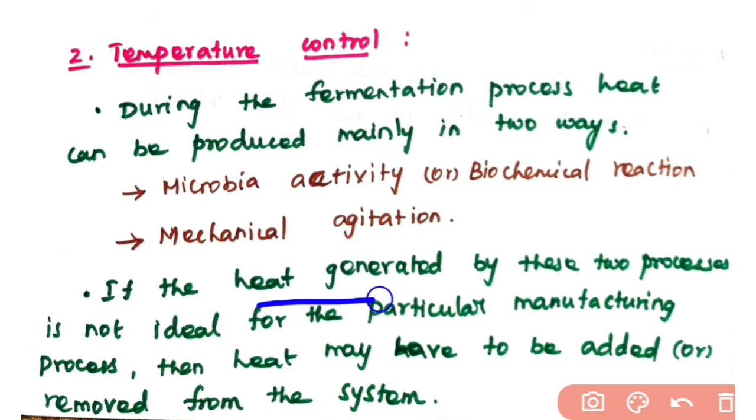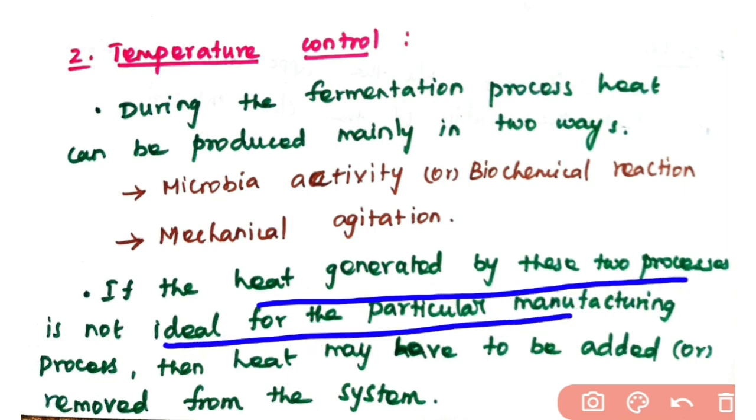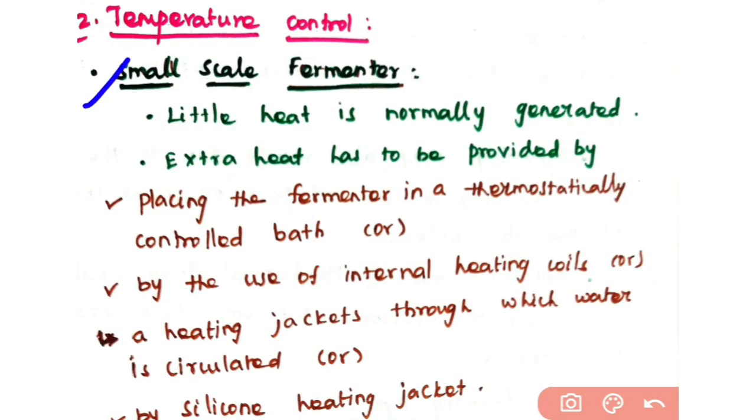If the heat generated by these two processes is not ideal for your particular manufacturing process, then heat may be added or removed from the system. It depends upon your fermentation process. In a small scale fermenter, little heat is normally generated, so you have to give extra heat if the process needs heat.